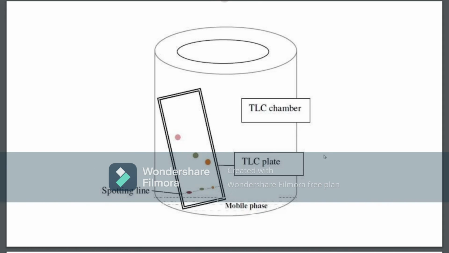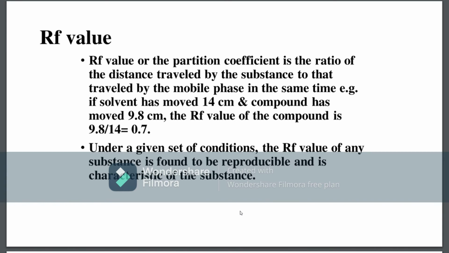You can see here, this is the TLC chamber, this is the TLC plate. These are the application points. This should be at least 1 centimeter above the mobile phase or the solvent mixture. The Rf value, or partition coefficient, is the ratio of the distance travelled by the substance to that travelled by the mobile phase in the same time.